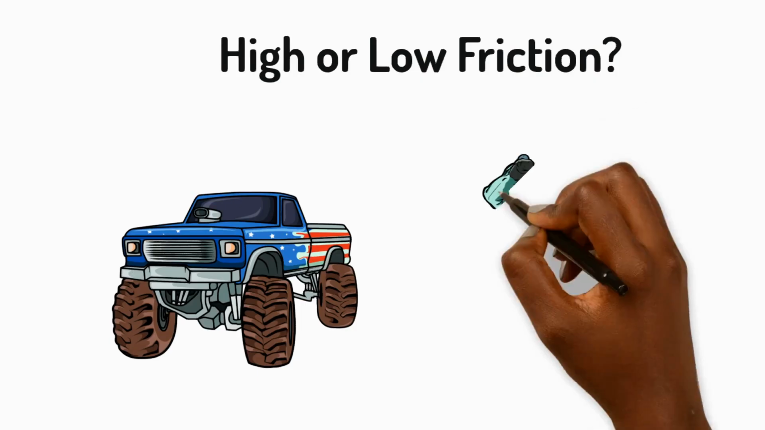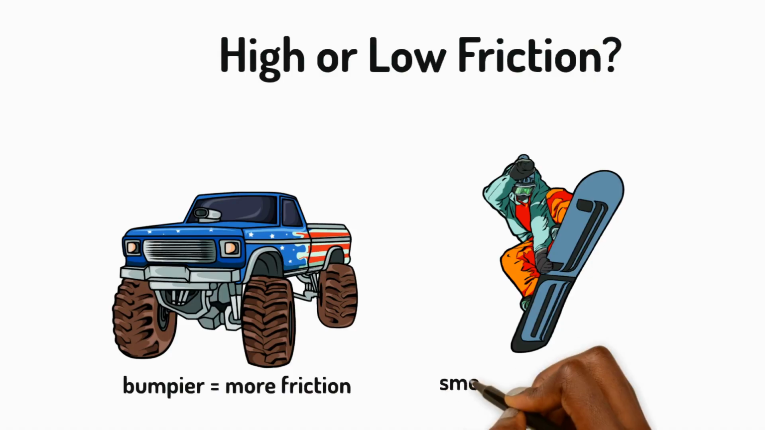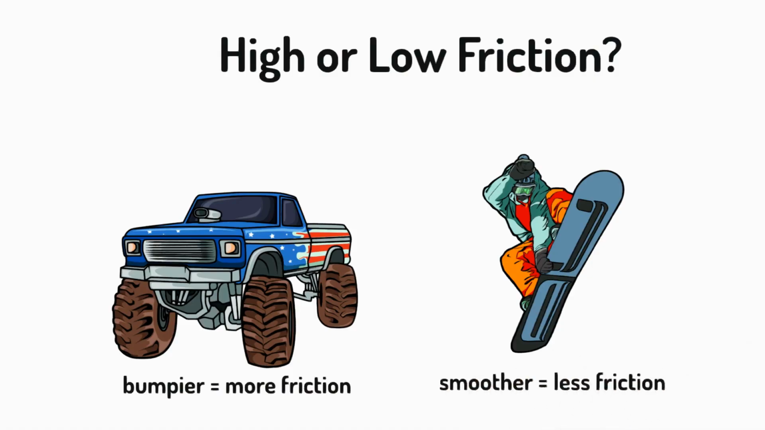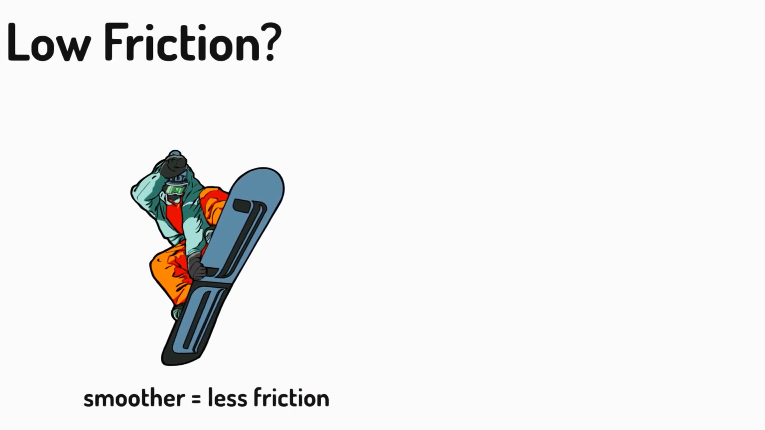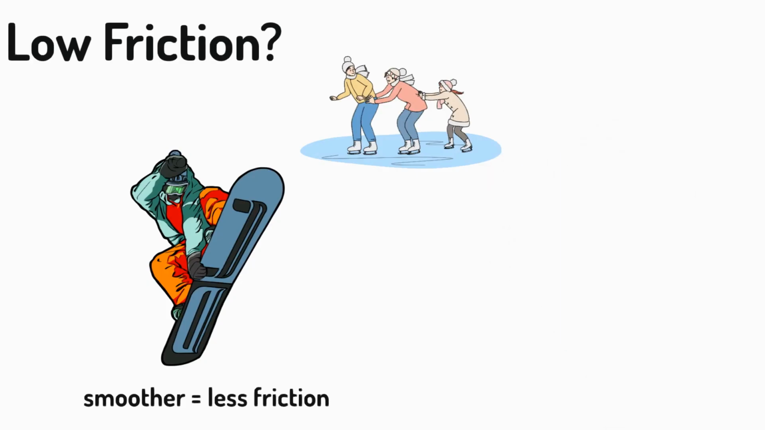High or low friction. The bumpier the surface, the more friction there is. The smoother the surface, the less friction. Sometimes there's not much friction, and this can be useful. For example, to help ice skaters glide smoothly across the ice. But sometimes low friction is not useful.